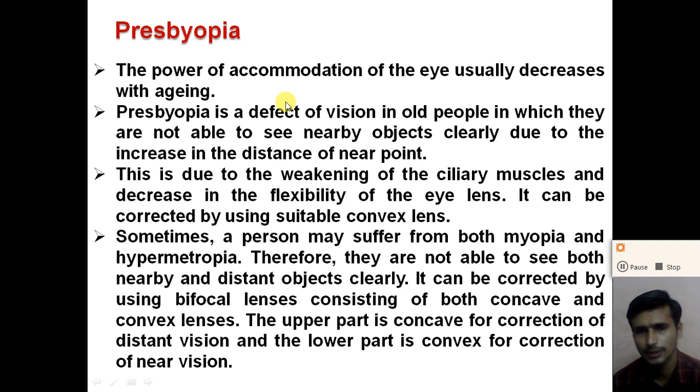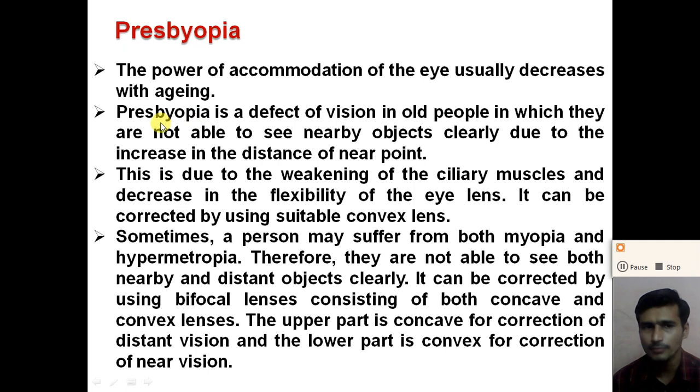Here, dear student, the power of accommodation of the eye decreases with aging. As your age increases, the power of accommodation decreases because of weakness in the ciliary muscles, right? The weakness in the ciliary muscles decreases the ability of the eye to see objects which are far or nearby, right?